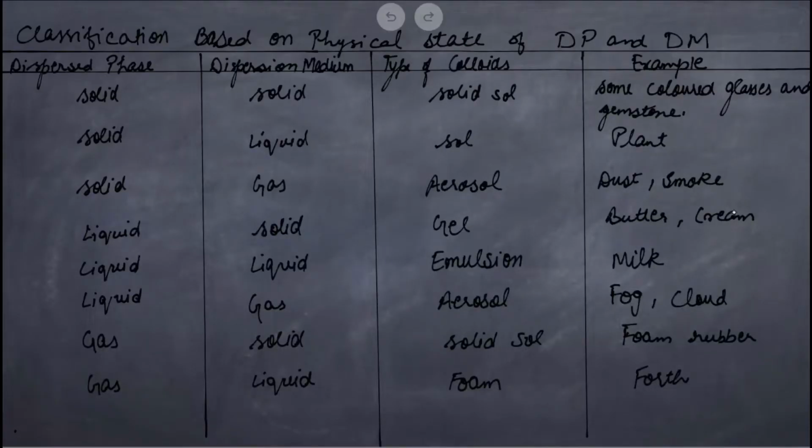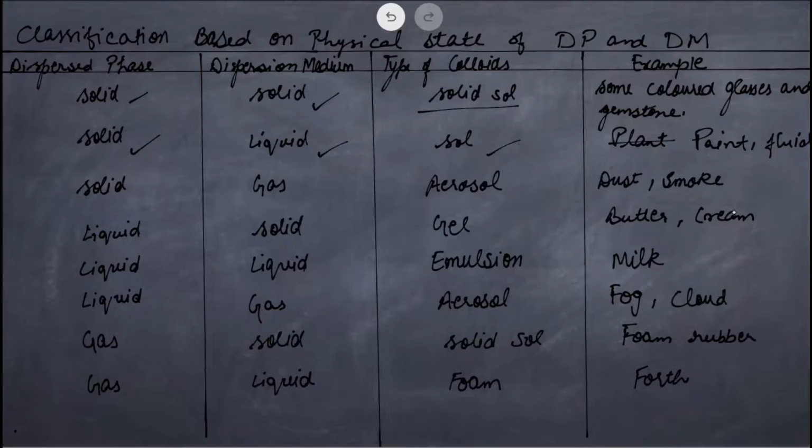Let us now talk about classification based on the physical state of dispersed phase and dispersion medium. When solid is the dispersed phase in a solid, we get solid sol, like colored gemstones, which you have already seen in your locket. When the dispersed phase is solid and the dispersion medium is liquid, we get sol, like paints and fluids.